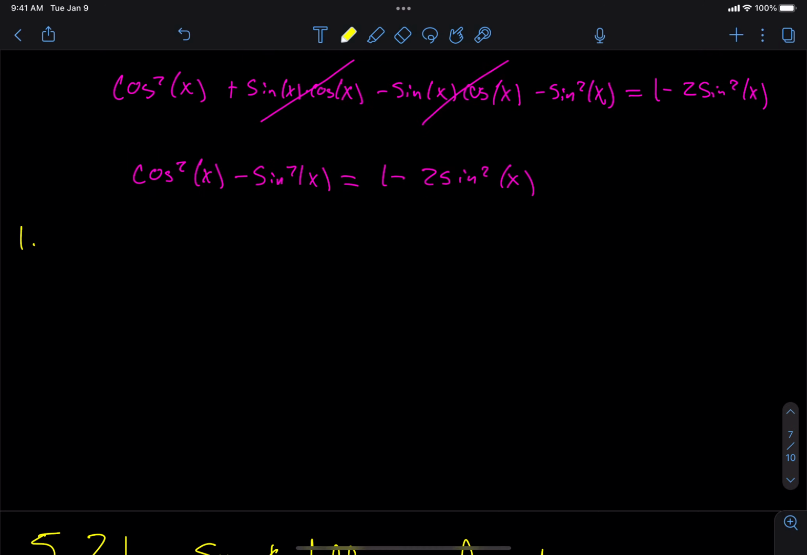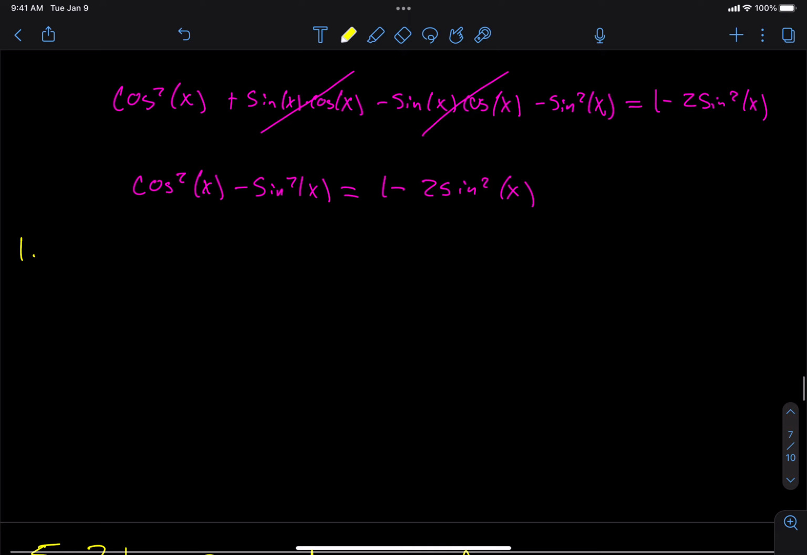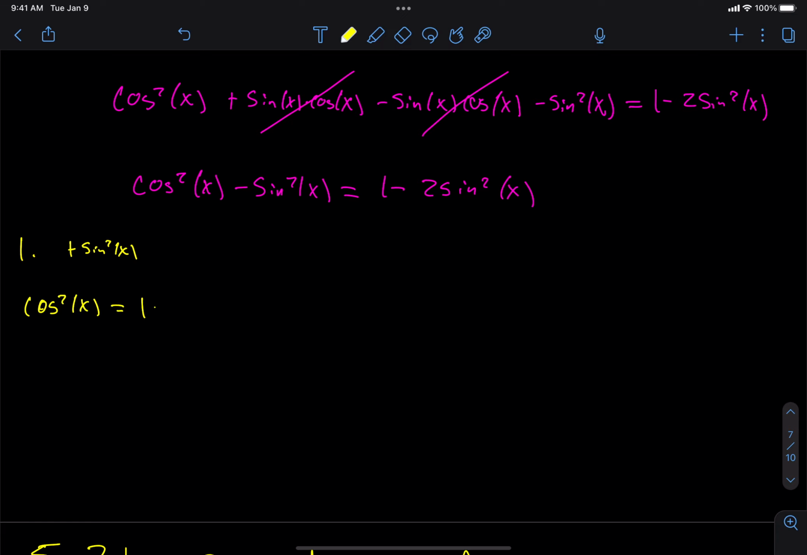The first way is going to be add sine squared x to both sides. Okay, add sine squared x to both sides. Then I would get cosine squared x equals 1 minus sine squared x. This is a Pythagorean identity.